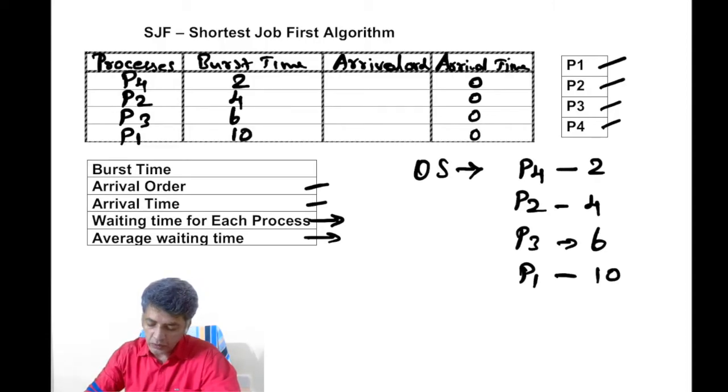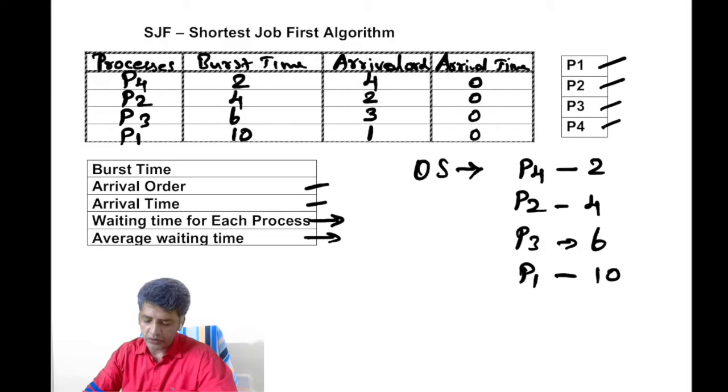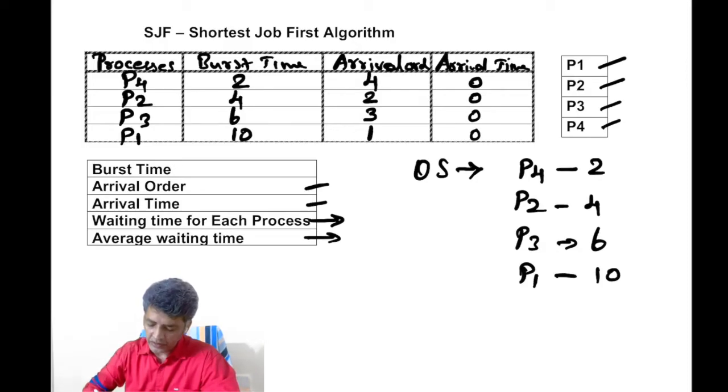Now I need to fill out the arrival order. Which one came first? Process 1 came first, then process 2, then process 3, then process 4. Now the order has been changed. Okay, so now we are going to calculate the waiting time for each process.